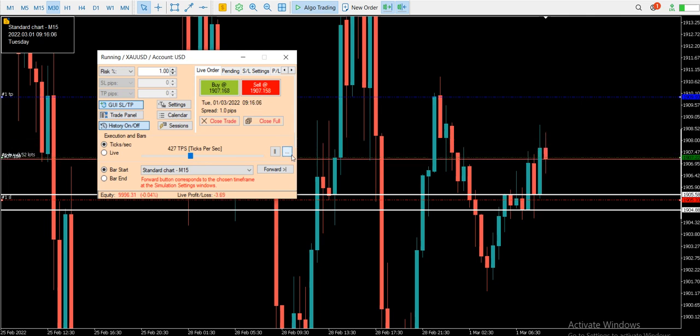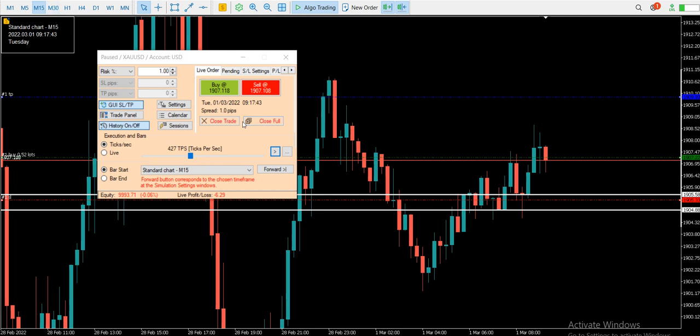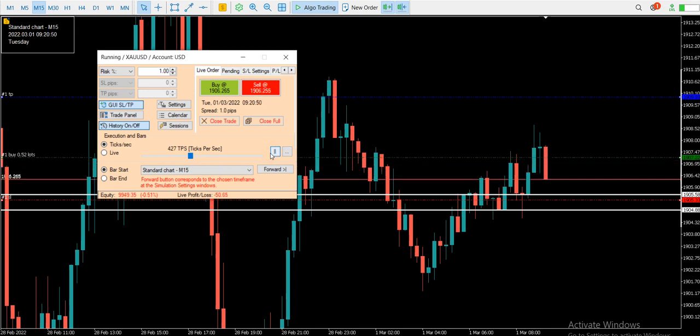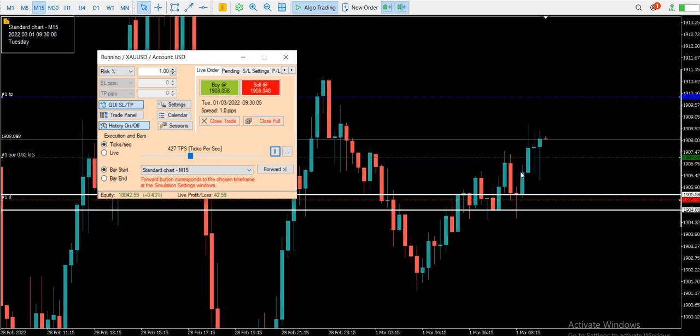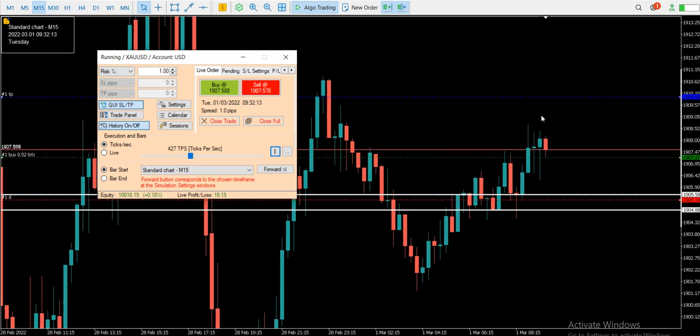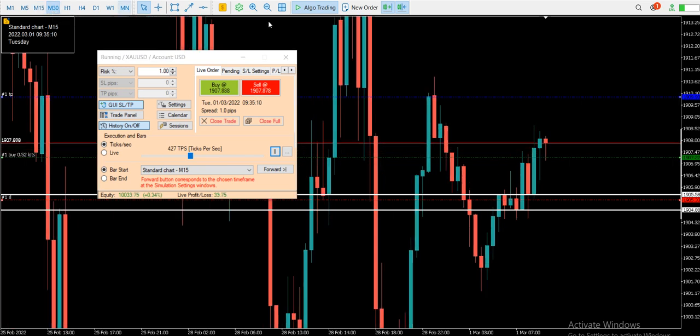Okay, we have a 15-minute candle that closed. The 15-minute candle closed with a weak body, but it's still a bullish candle. So just wait and see what happens. We have our stop loss in place and our take profit in place, so no need to worry.